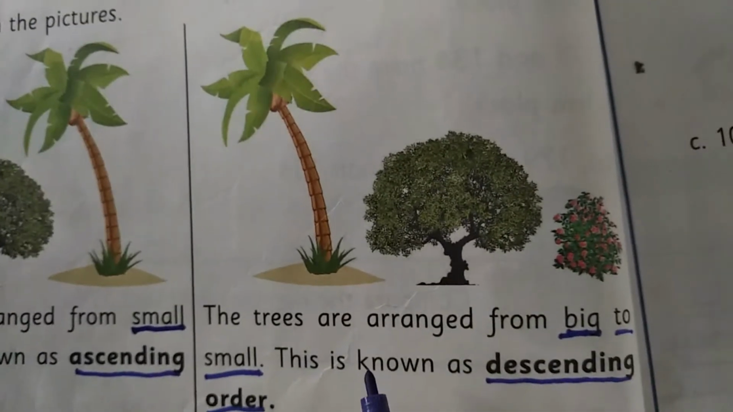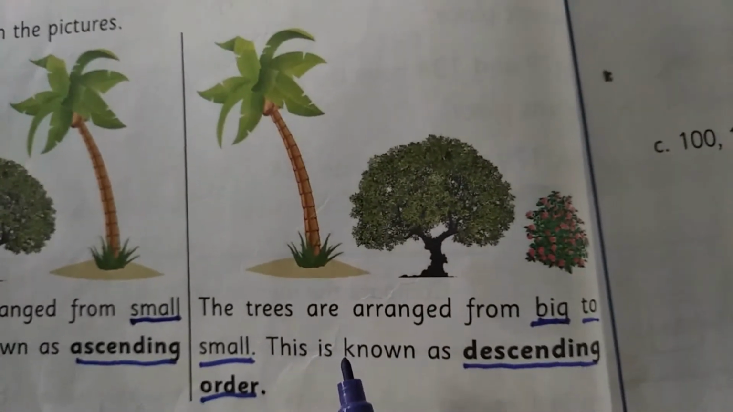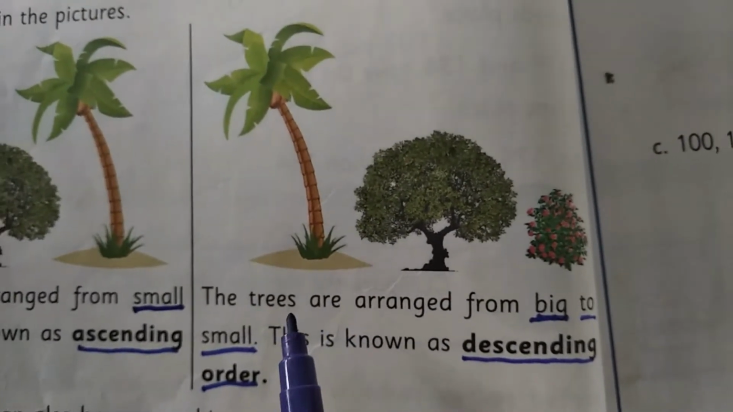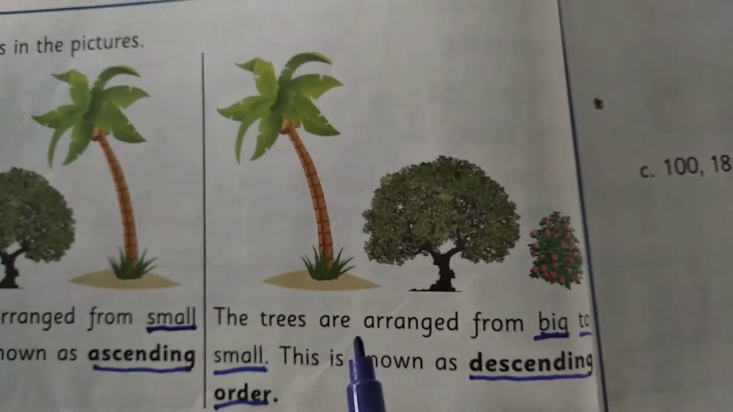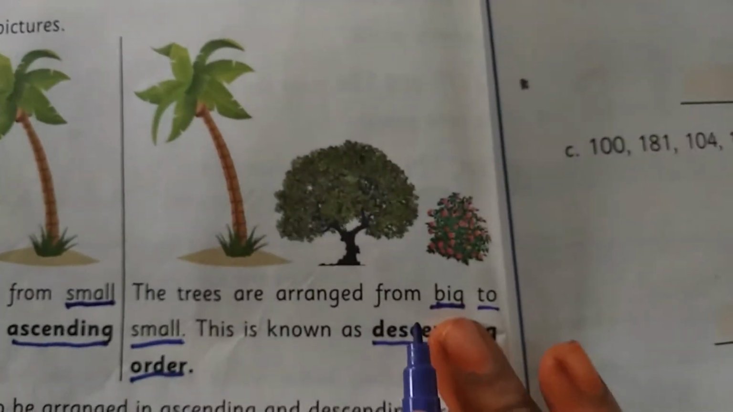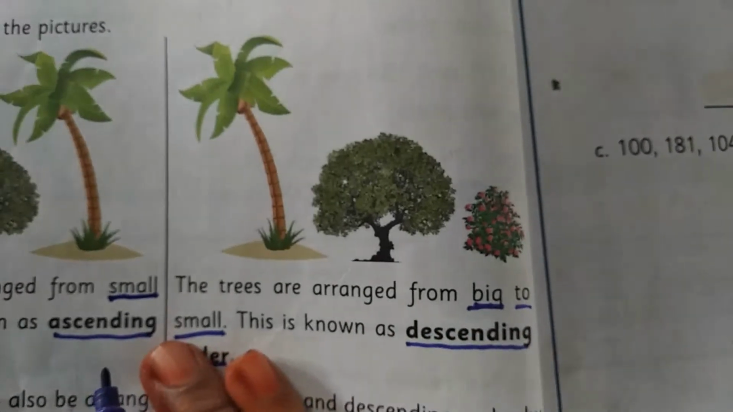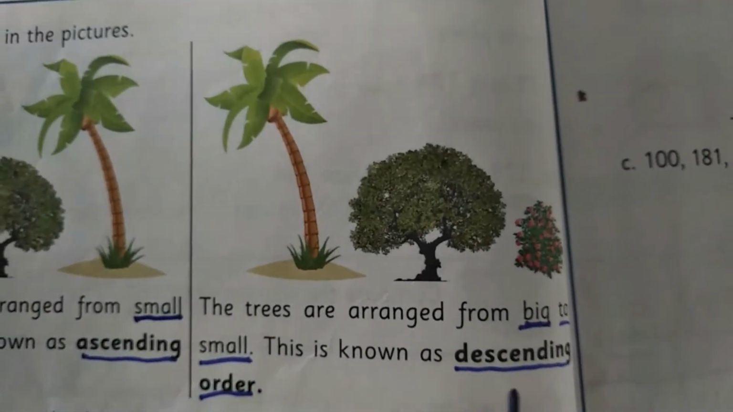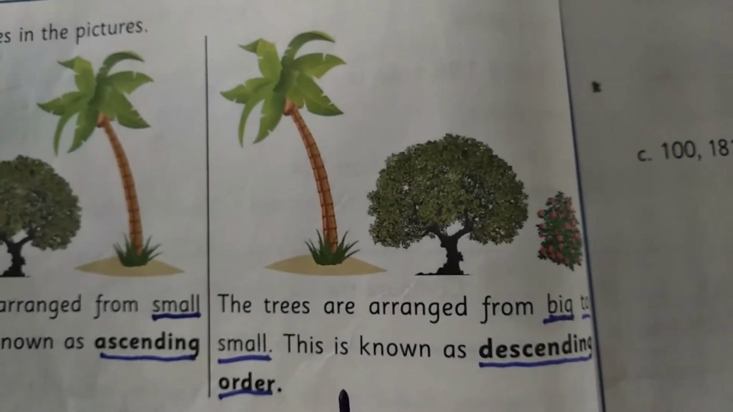Next, descending order. What is meant by descending order, children? Yes, very good. So see in this picture, the trees are arranged from big to small. Big to small they have arranged. This we call a descending order.